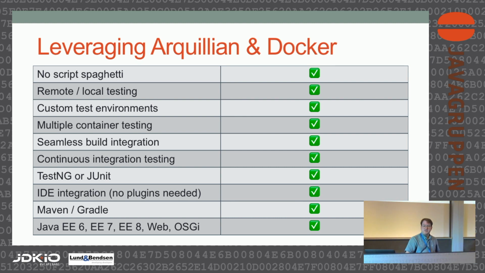With the IDE integration, there are no plugins needed, so you don't need to use Eclipse in order to run these Arquillian tests, right? All the tests, including tests that launch your container, can run out of your existing IDE, whether that's NetBeans, IntelliJ, or Eclipse, or some other IDE, or Emacs if you're using that. Build system support covers both Maven and Gradle, Gradle being a little bit harder, given that most of the example code that's floating around out there is using Maven. And it supports Java EE 6, 7, 8, the web profile, and also testing of OSGi-based applications.